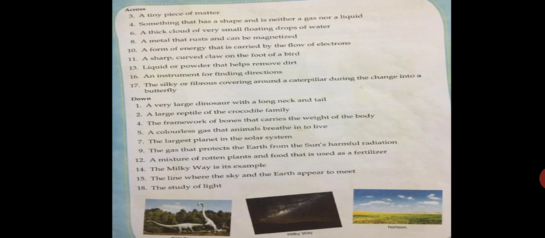Now, number 17, horizontal. The silky or fibrous covering around a caterpillar during the change into a butterfly. What is this? Cocoon is the silky or fibrous covering around a caterpillar during the change into a butterfly.